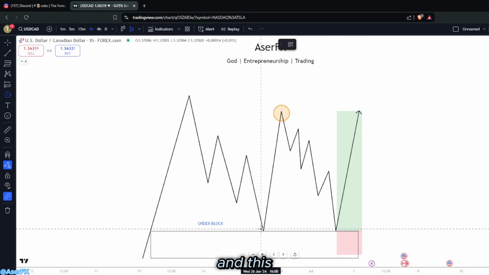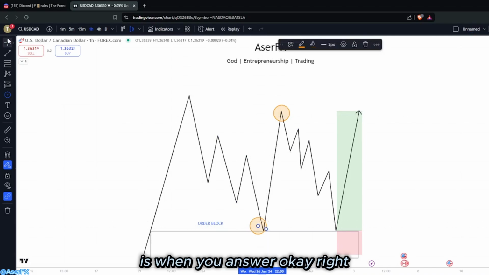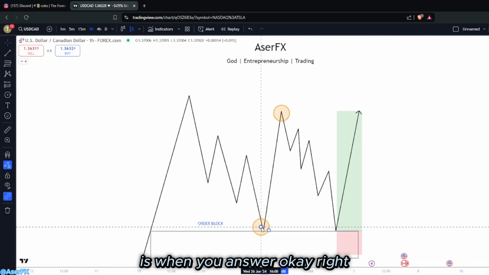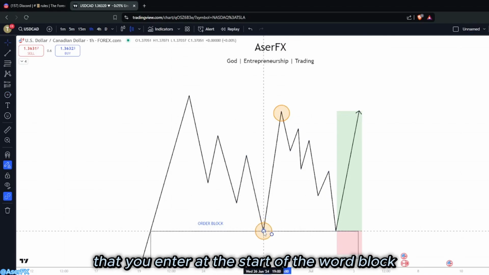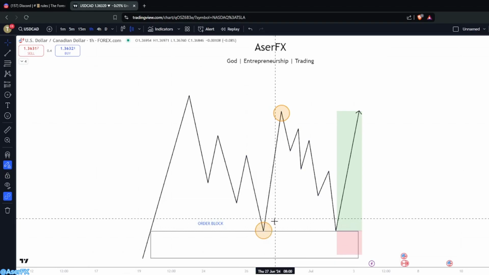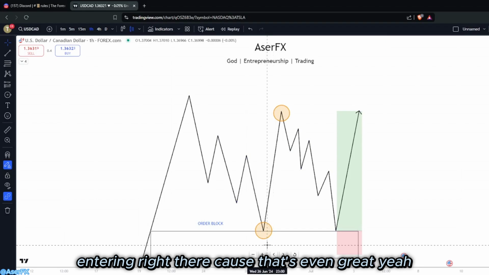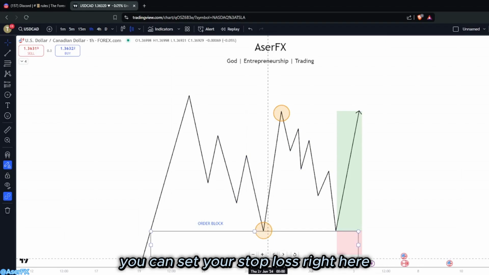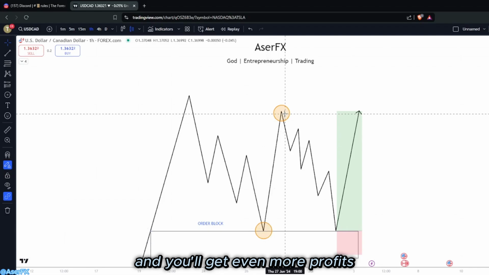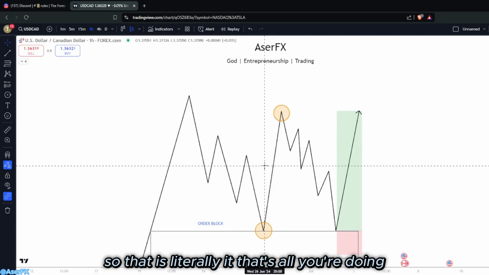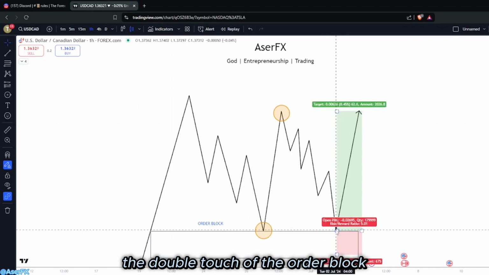And this is when you enter. Okay? Right there. You enter at the start of the order block, by the way. But if you still get in when it's inside the order block, enter right there, because that's even great. You can set your stop loss right here, and it'll be even lower, and you'll get even more profits. So that is literally it. That's all you're doing. You're just trading the double touch of the order block.